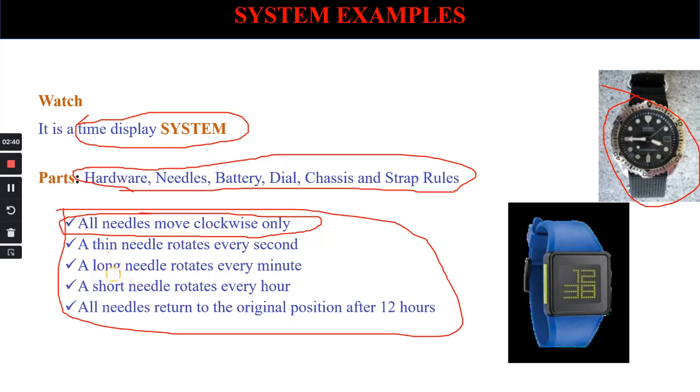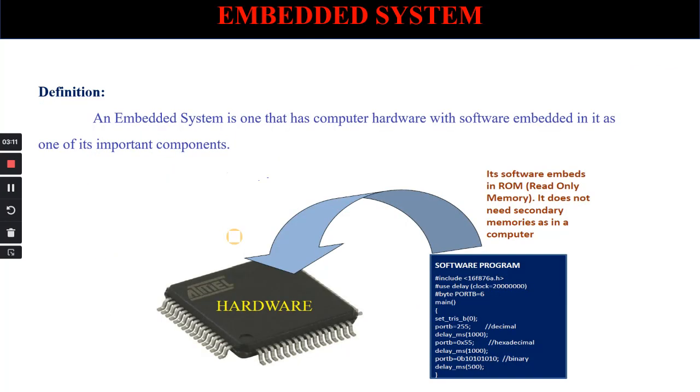Then there will be a thin needle, a long needle, and a short needle, right? Each needle will rotate according to its corresponding time or property. The thin needle will rotate for every second, the long needle for every minute, and the short needle for every hour. Like that, a system will follow particular rules to work. Understood? So this is an example of a system. Then we'll get into embedded system.